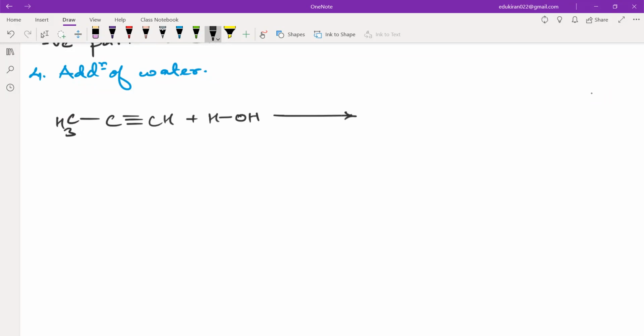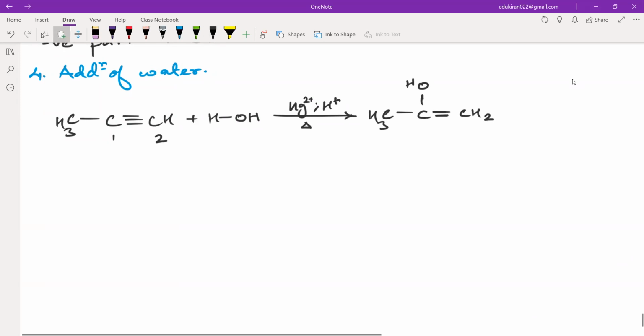Now this reaction is done in the presence of Hg2+ and some acid. In alkenes also we saw that it is done in the presence of some acid. So it is done here in the presence of mercuric sulfate and some H+ with a bit of heat. Not very much, but a bit of heat. So what is going to happen? Tell me, first carbon or second carbon, OH will attach on which carbon? Less number of hydrogen, na? First carbon. Now, I want all of you to focus here. So this is my product that I have got. Let me just get this a bit small.